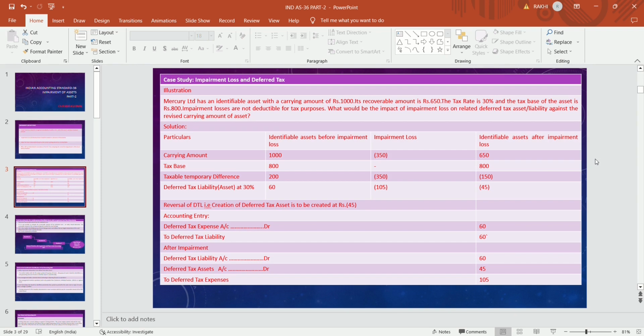And after impairment, we will reverse the liability because there is a deferred tax asset, meaning the reversal of deferred tax liability. So we will reverse that by passing an entry: deferred tax liability account debit 60, which we had credited earlier, and we will create a deferred tax asset account debit 45, to deferred tax expense 105. Firstly, we will reverse that deferred tax liability, then we will pass another fresh entry, deferred tax asset 45 to deferred tax expense 105.